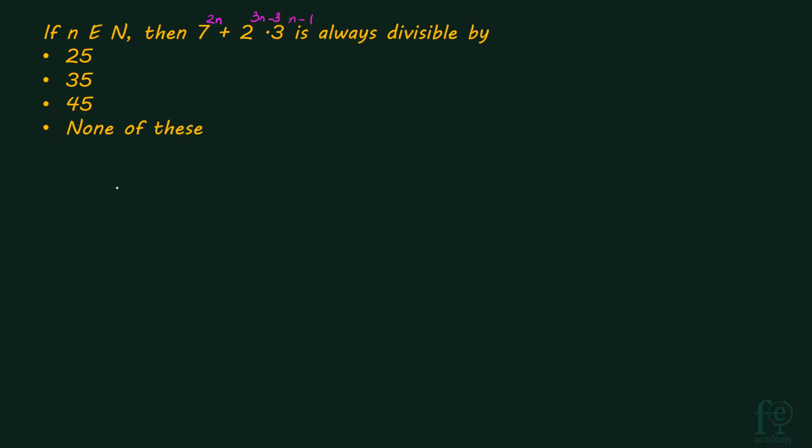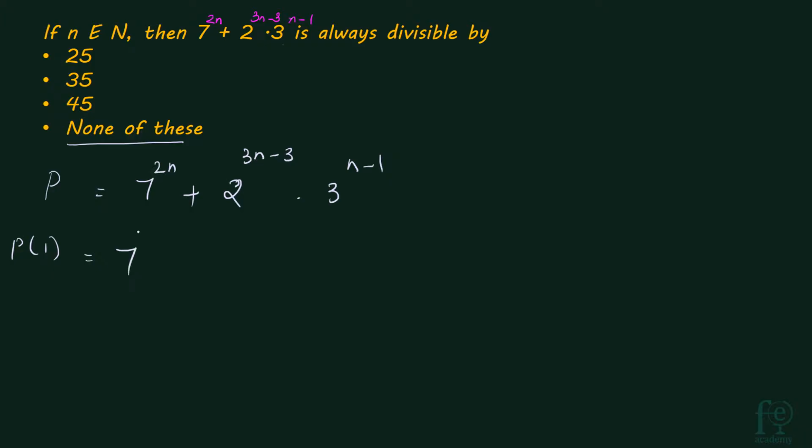Now ninth question. If n belongs to N, then 7 raised to 2n plus 2 raised to 3n minus 3 into 3 raised to n minus 1 is always divisible by. Again you are having an option none of these here. So you have to go through both the steps. So what is the question here? P is equal to 7 raised to 2n plus 2 raised to 3n minus 3 into 3 raised to n minus 1. So what is P of 1?